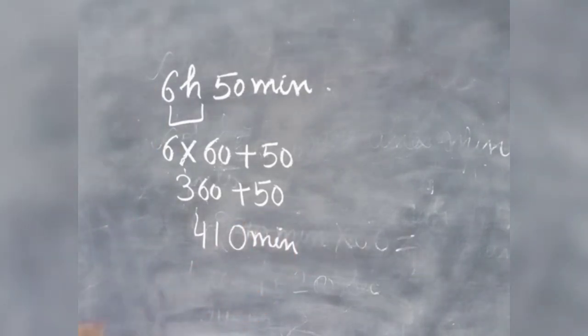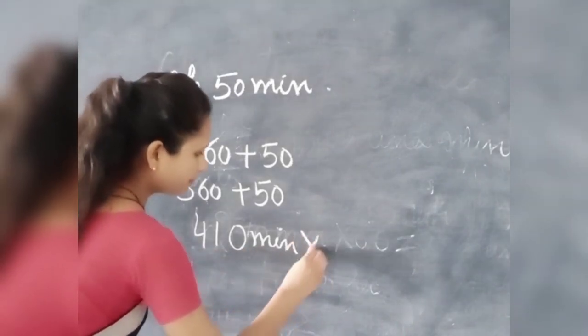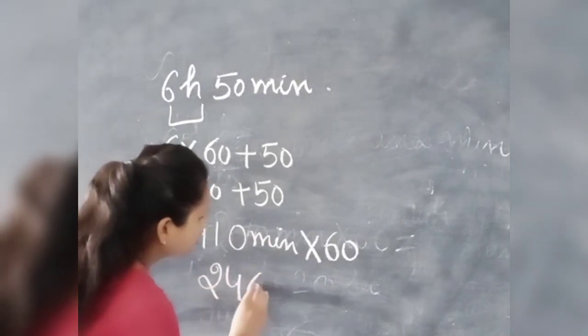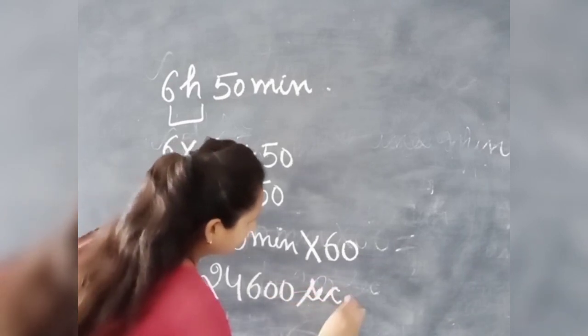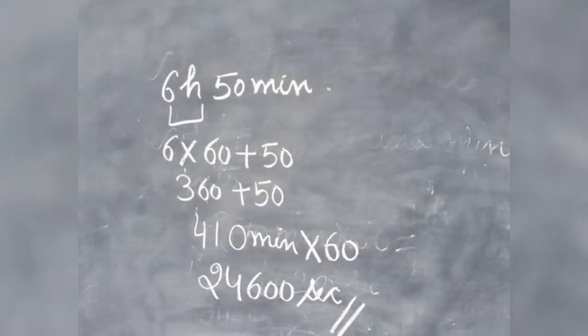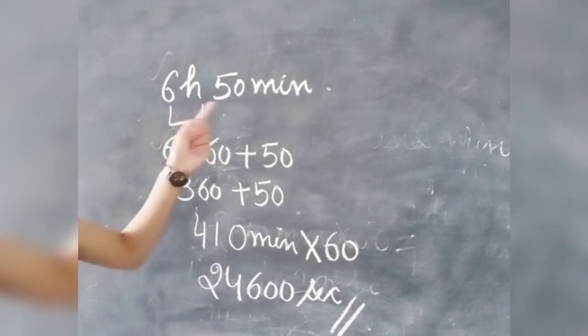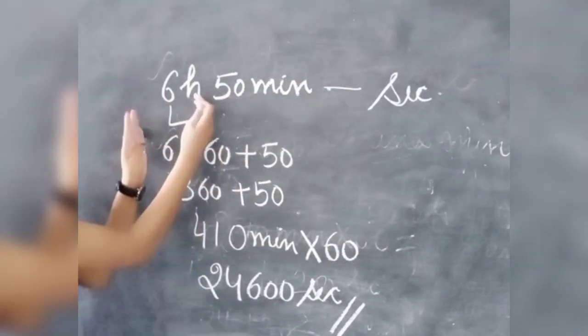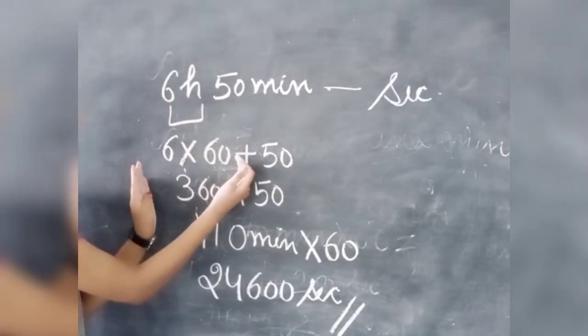Now we have to convert these 410 minutes to seconds by multiplying with 60. When we multiply this with 60, we get the answer 24600 seconds. 24600 seconds is our answer. So this is how you have to convert hours and minutes into seconds. First you have to convert the hours into minutes by multiplying with 60 plus 50.